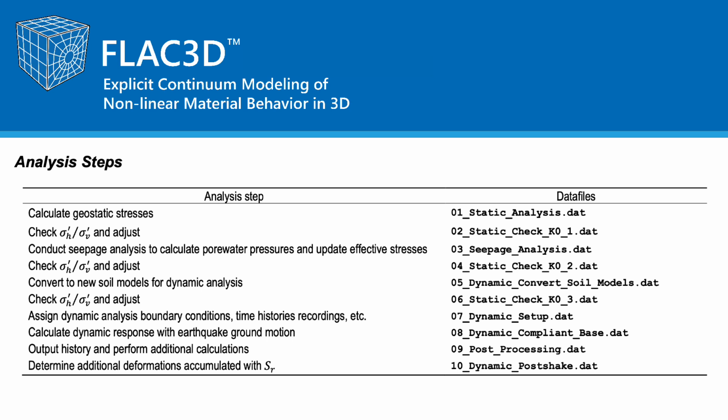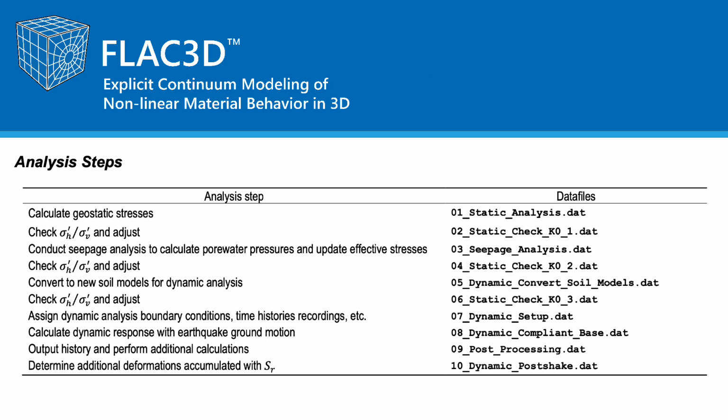In the first analysis step, geostatic stresses are calculated without the impacts of the reservoir. A simple modeling approach is used where the mechanical equilibrium is determined for the whole model with drained strengths in the Mohr-Coulomb model. More complex modeling approaches can be implemented if desired. The second analysis step checks the ratio of the horizontal to vertical effective stress, and adjustments are attempted if unrealistic values are found. The third analysis step calculates the impacts of the reservoir on the model.